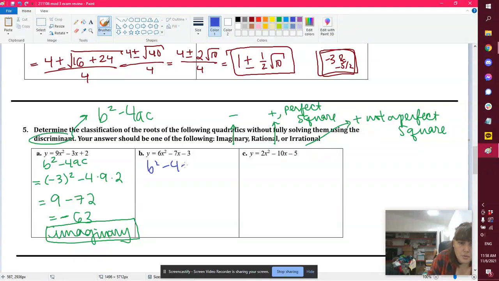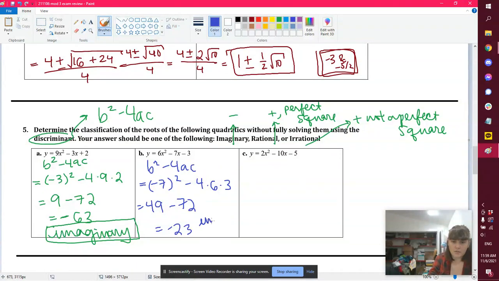For this one, when we do b squared minus 4ac, we get negative 7 squared minus 4 times 6 times 3. This is 49 minus... And these were silly questions to do, that's fine. 4 times 3 is 12, times 6 is 72. And 49 minus 72 is negative 23, which again will give us imaginary numbers since they're negative.